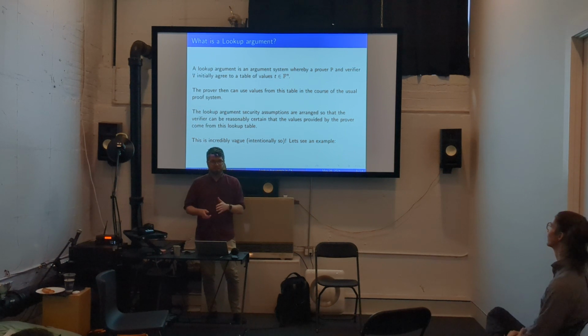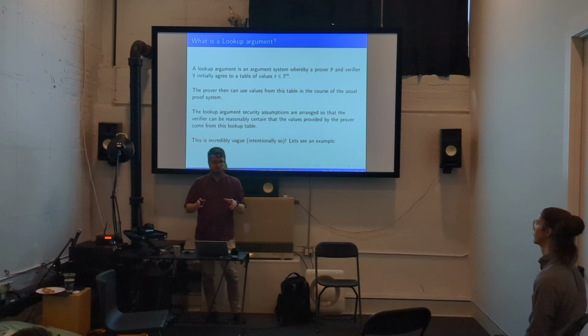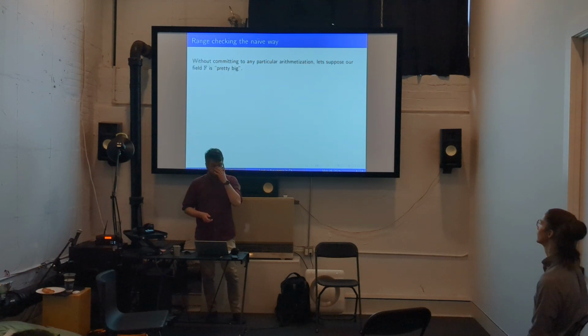So let's see an example of this in action just to get a sense of how this could be useful in practice. First I'm going to give you a non-example. I'm going to show how we can do something called range checks without lookup arguments, and then I'll give you a sense of how range checks can work with lookup arguments. So first, what is range checking? Let's do range checking in a naive way.